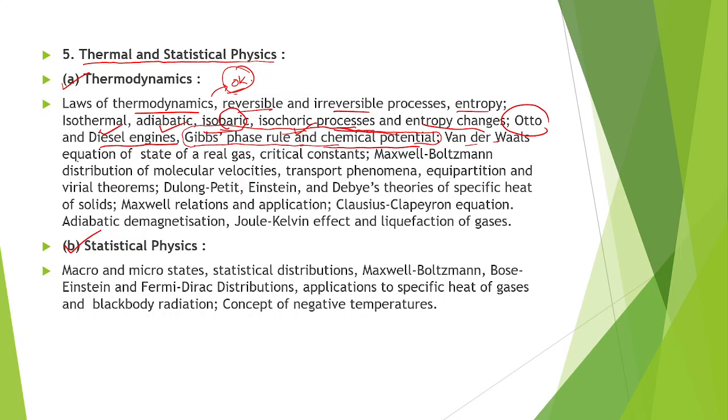We have the van der Waals equation of state of a real gas with critical constants PC, VC, TC. Obviously A, B, such things, and their relation with them. So VC is equal to 3B, I think. Okay, we'll see that. We have Maxwell-Boltzmann distribution and molecular velocities, such graphs.